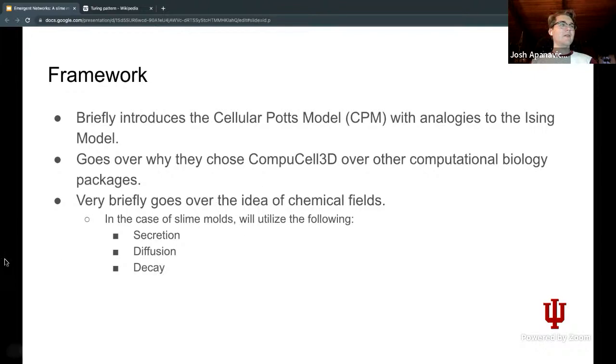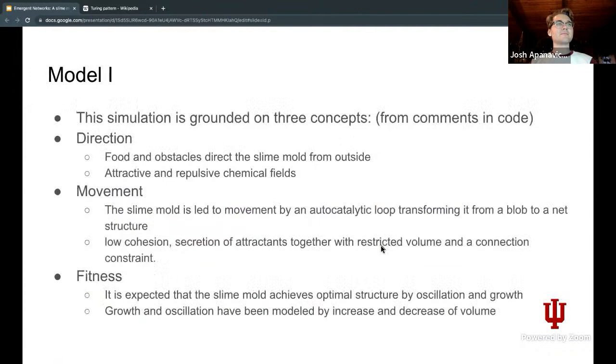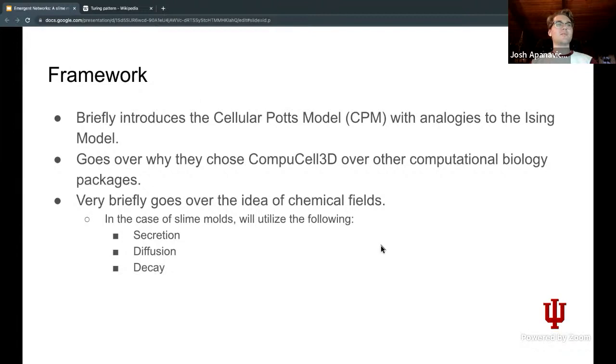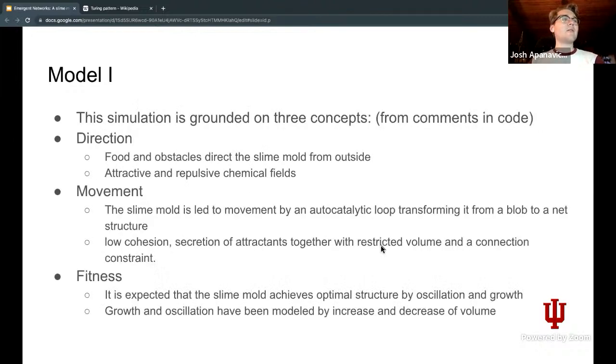And then he very briefly goes over some of the main ideas, because it's mainly a chemical field that we're simulating. So he goes over how the chemical field will utilize secretion, diffusion, and decay. So I believe today's lecture will be very relevant for this. So now he goes into the model.